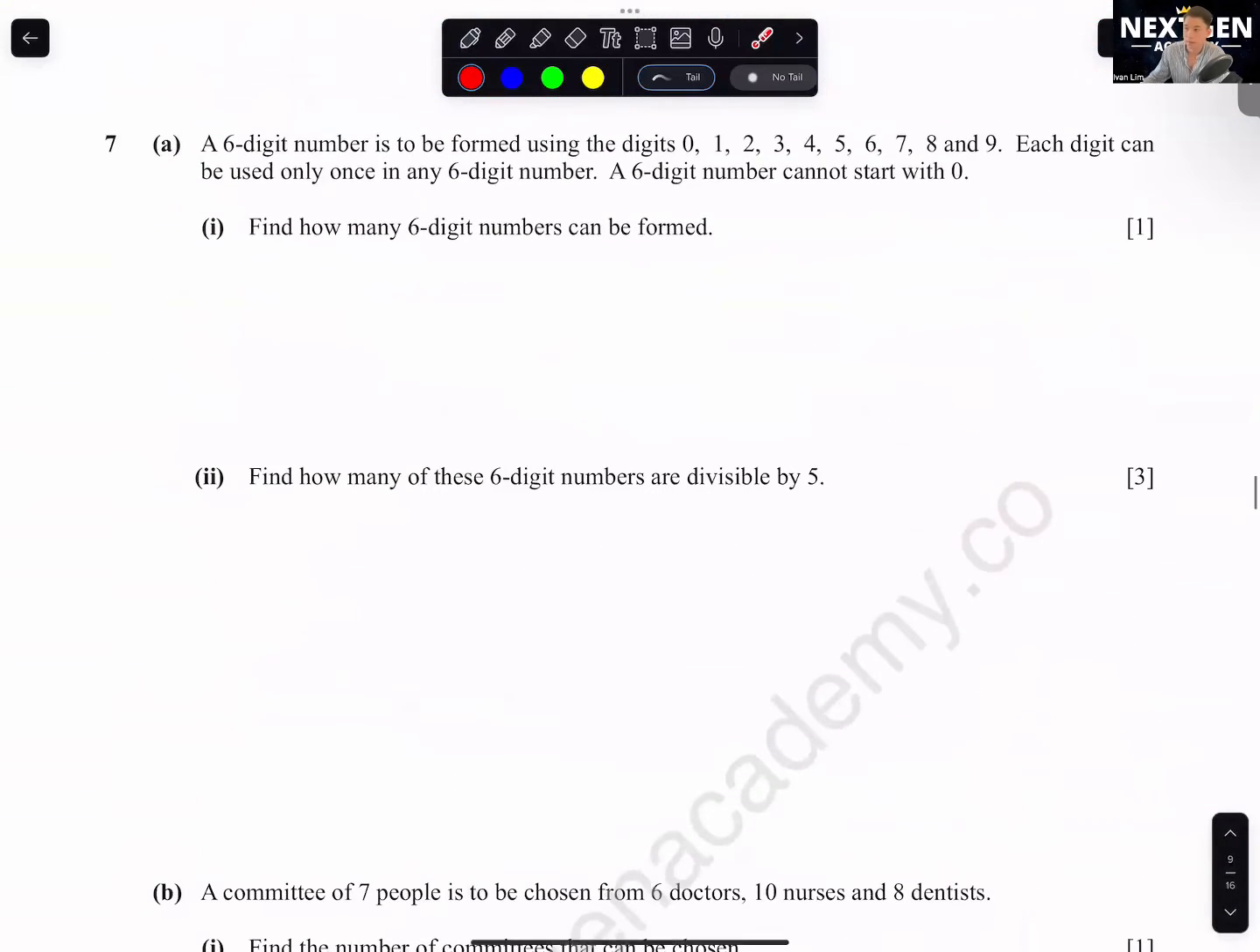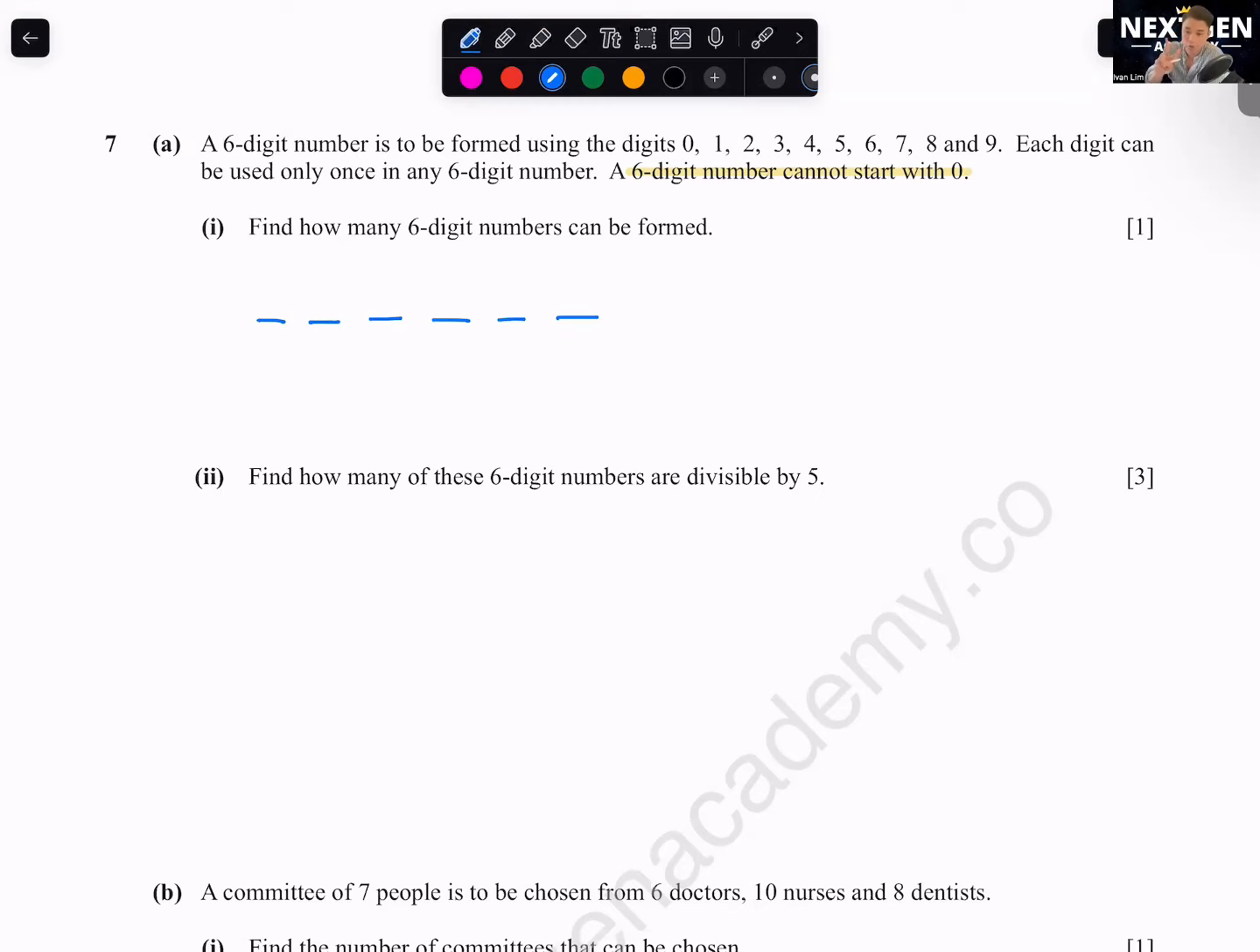Question 7. A 6-digit number to be formed using the digits 0 to 9. Each digit can be only used once in any 6-digit number. A 6-digit number cannot start with 0. Find how many 6-digit numbers can be formed. So how do we do this? 6-digit number: 1, 2, 3, 4, 5, 6. My first number cannot be... I cannot use what number? I cannot use 0. So I can only use 1 to 9.